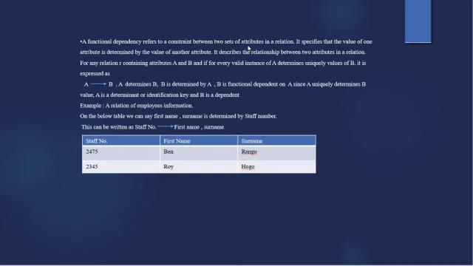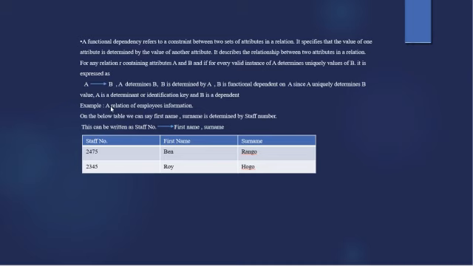So these attributes are in a relation. It specifies that the value of one attribute is determined by the value of another attribute. It also describes the relationship between 2 attributes in a relation. For any relation R, this is the name of the relation, containing attributes A and B, if every valid instance of A determines uniquely the value of B, it is expressed as below.